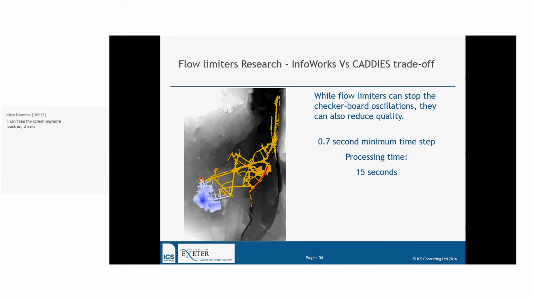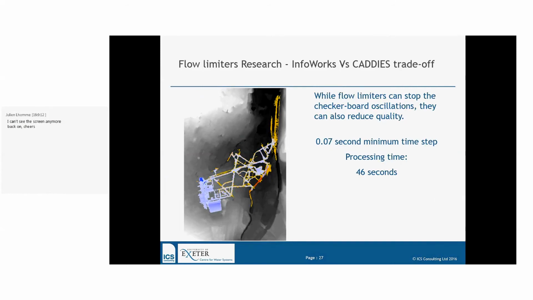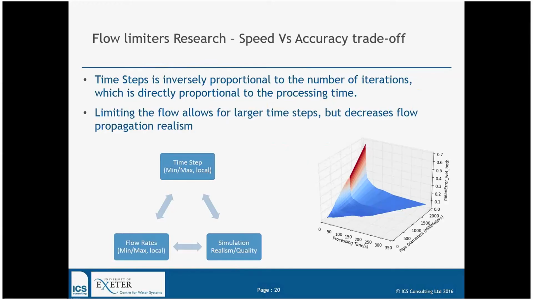There we go. So, yes, do 15 seconds, but as you can see, the propagation there is terrible. So we can look at this as a trade-off. That was a 2000 millimeter pipe burst. So dependent on the size of the pipe, it depends on the size of the flow coming out. So it's a much larger trade-off between the processing time and the error on a much larger pipe.